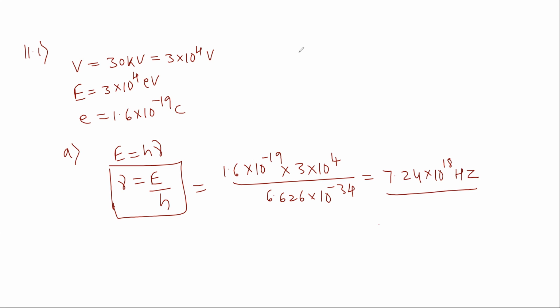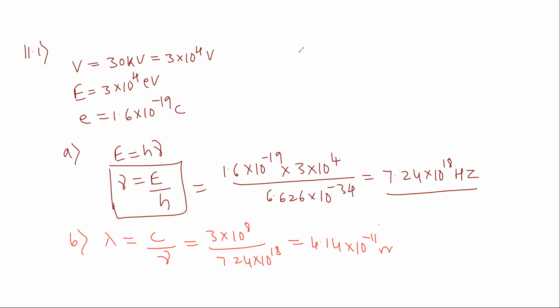Now what do they ask to calculate next? They asked to find the wavelength. So that is C divided by nu. Velocity is 3 into 10 to the power of 8. The nu value we calculated is 7.24 into 10 to the power of 18. Calculating, we get 4.14 into 10 to the power of minus 11 meter. If we convert it to nanometers, we can also write 0.0414 nanometer. Hence minimum wavelength of X-ray produced is 0.0414 nanometer.